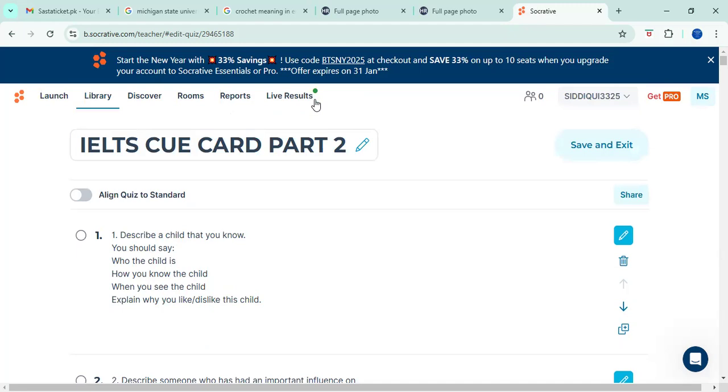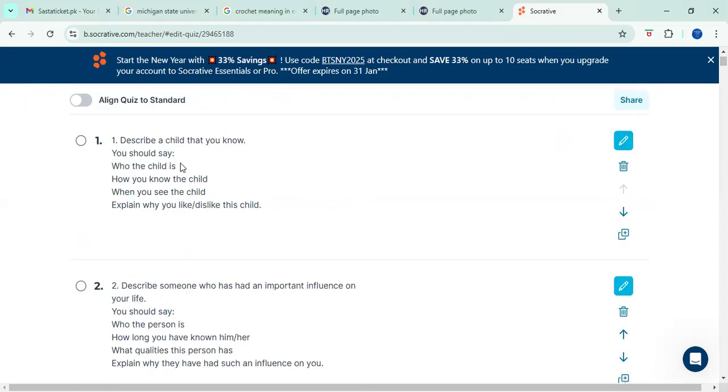Can you just tell me whether it's past, present, or future? Just be quick. You can write in the chat, or you can tell me directly. Mainly the topic is leading to past, present, and future. So Mehrubab says present, that's fine. It's not past, Bushra. Check out the language: describe a child you know. You know, not knew. Even the prompts are saying: who the child is, how you know the child, when you see the child. So you should be careful. It's present, Hina. You're right.